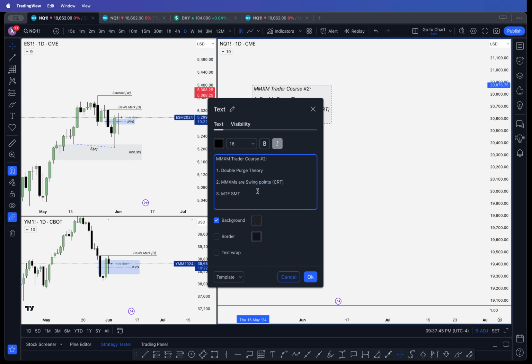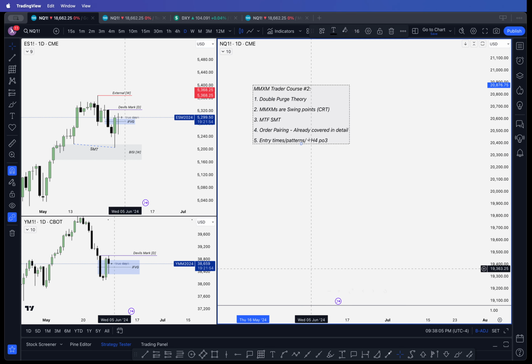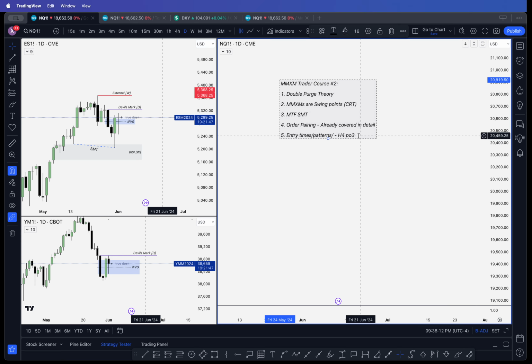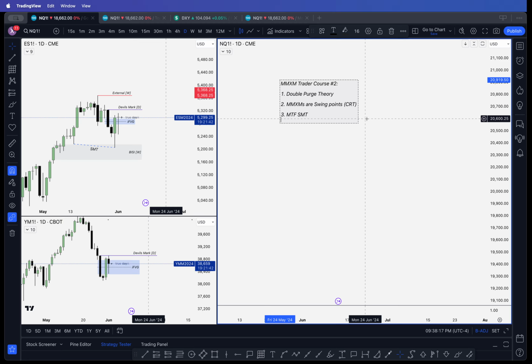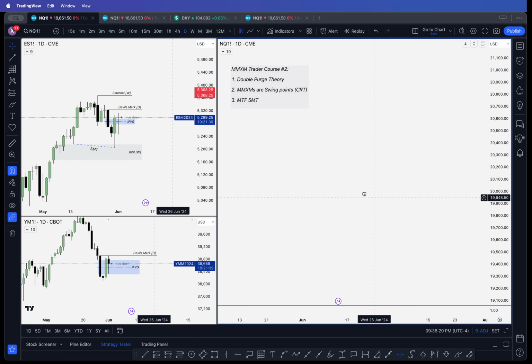In addition to stuff I've already taught you from that course, other things like order pairing, which we've already covered in detail. We also talk about entry times, patterns. He teaches something like essentially the H4 power of 3 is a concept that is taught as a model in this next course, but we've already gone through these things, so I don't want to overwhelm you with information. That's always less impactful than just learning what's, I think, most pressing. So let's start with the double purge theory.